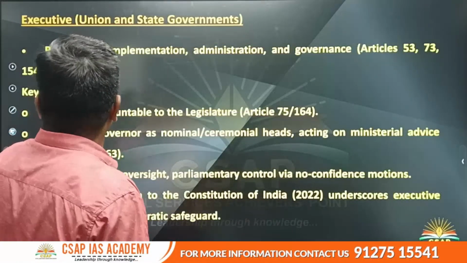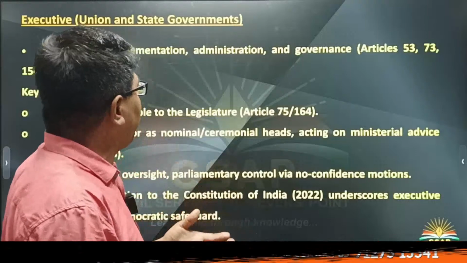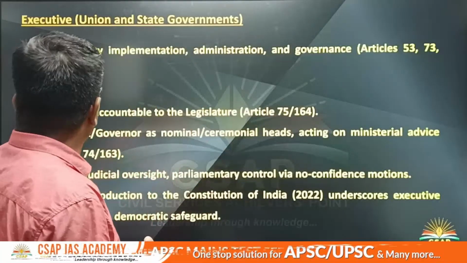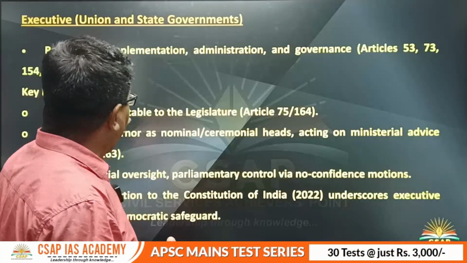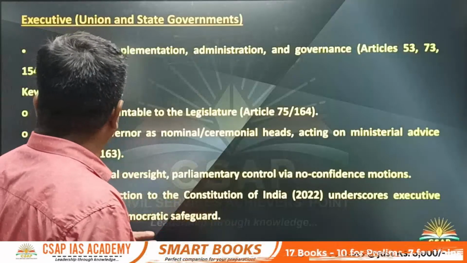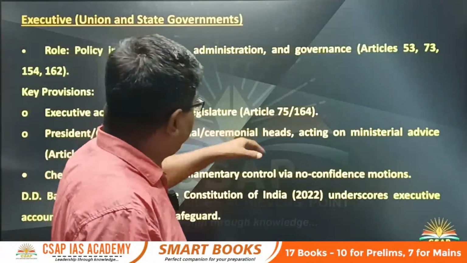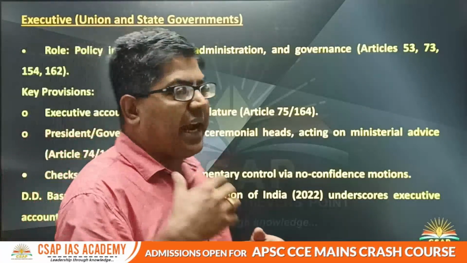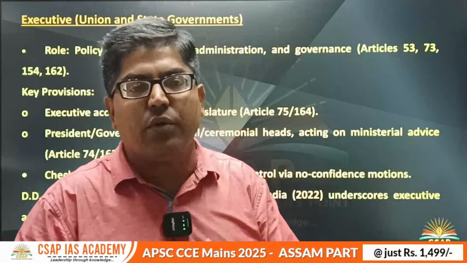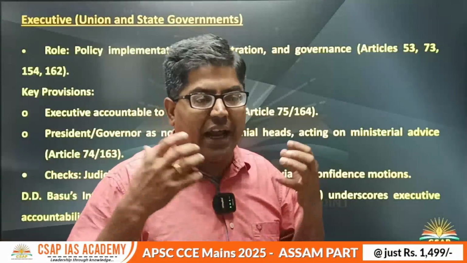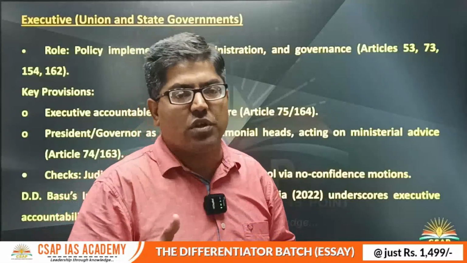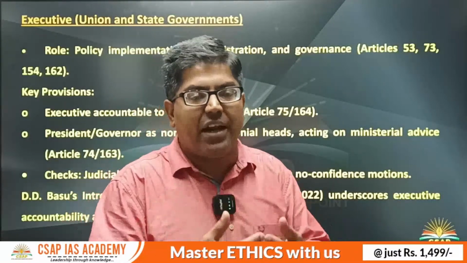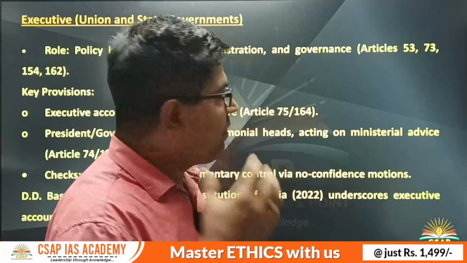Now executive, the role of the executive is basically policy implementation, right? So administration and governance. And what are the key provisions? The executive is accountable to the legislature, as we have already pointed out. President and governor are nominal, ceremonial heads acting on ministerial advice. We all know, though the president is the head of the state, the president is generally referred to as the nominal or the ceremonial head, and the real power is used by the prime minister, because the prime minister heads the council of ministers, which is there to provide aid and advice to the president.